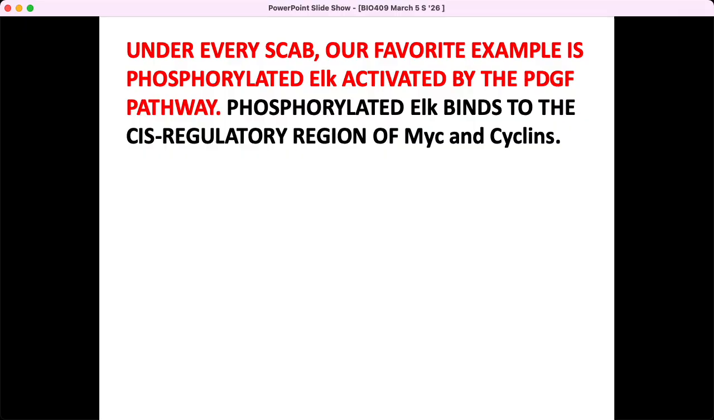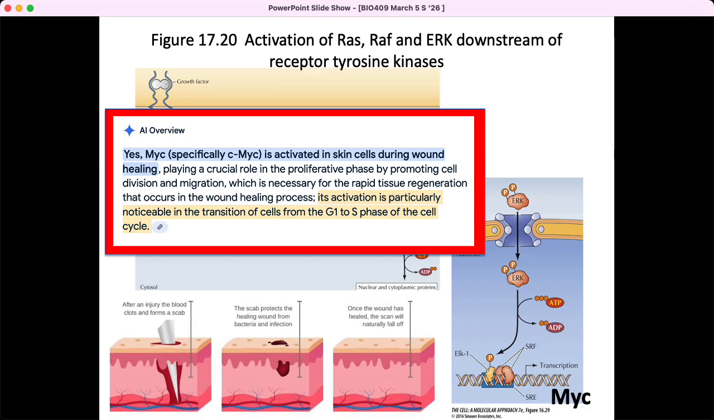All right? So that's our fave, okay? We showed this earlier for the first exam: is MYC required for wound healing? Yes. MYC is activated in skin scales during wound healing, playing a crucial role in the proliferative phase by promoting cell division and migration, right? Rapid tissue regeneration, rapid healing. The skin scab falls off, you're back in action out there hunting and gathering, right?